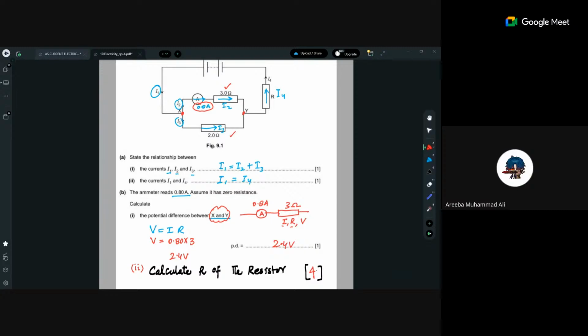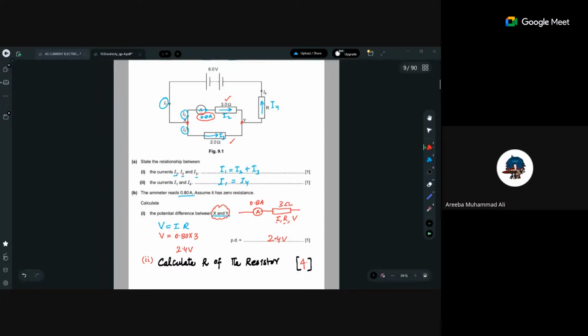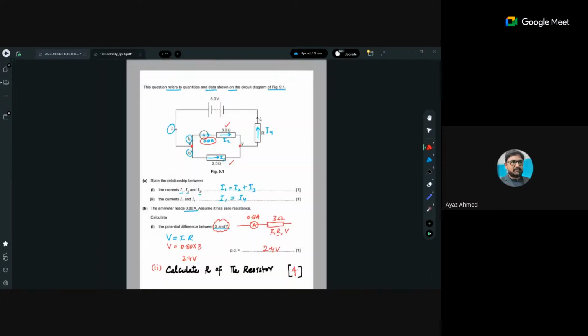Sir, can you zoom out a little? I can't see the voltage of the battery. Thank you. 12 volt. Oh, sorry, 6 volt. Sorry, 6, not 12. Okay. Mariam, you trust me blindly, don't do that. It is 6 volt.